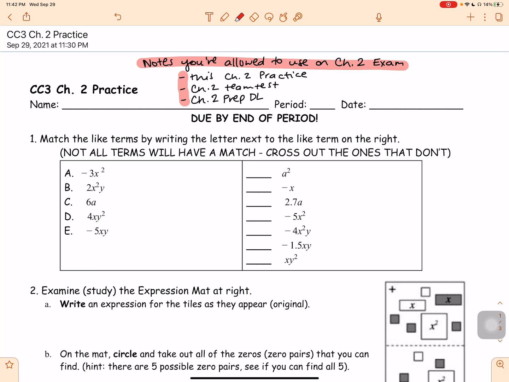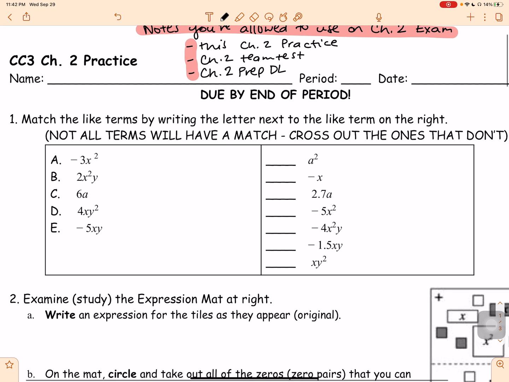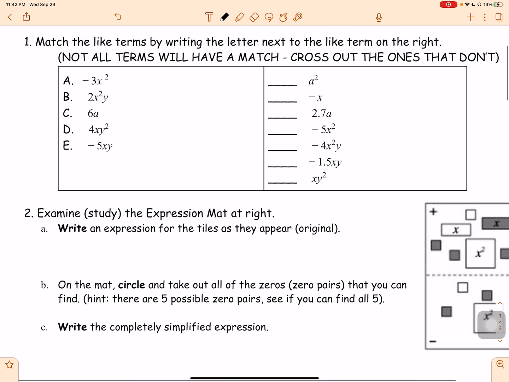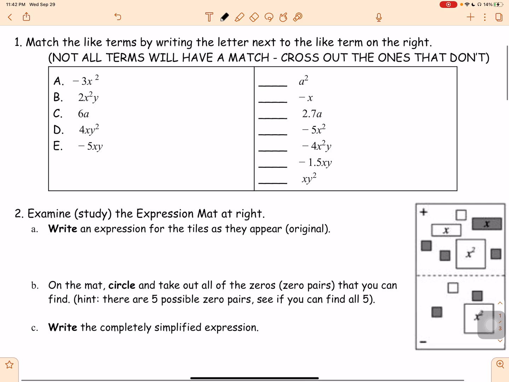Chapter 2 team test will be handed back today, actually, for this period, and then you guys get the Chapter 2 practice today. So I'm going to go through this relatively quickly. I want you guys to make sure to try the problems on your own first and then follow my video through to make sure that you do it correctly.